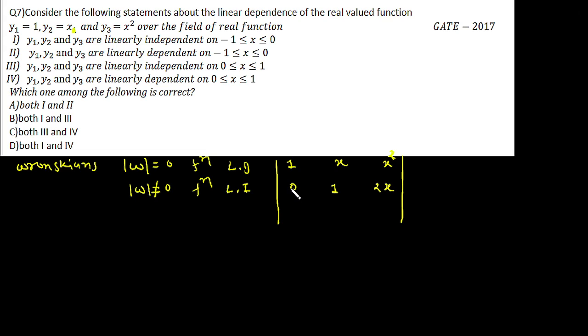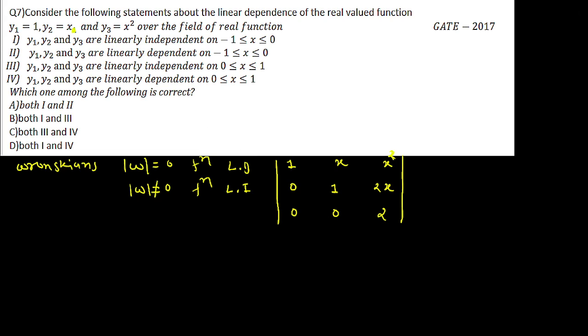Now in the third row we have to again differentiate this function. So simply differentiation of 0 is 0, differentiation of 1 again 0, and here differentiation of 2x is simply 2, and we have to find the determinant of this Wronskian. Now remember that we are getting three functions, so we have to differentiate up to second order.